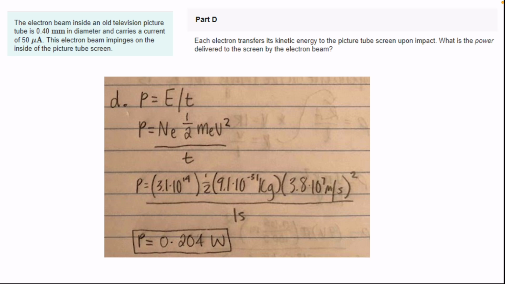So once again, this is as simple as just plugging things in because we know all of these values, velocity from the previous part, and so on. And when you plug everything in, you get a total power delivered to the screen by the electron beam of 0.204 watts. So that's the end of the problem.